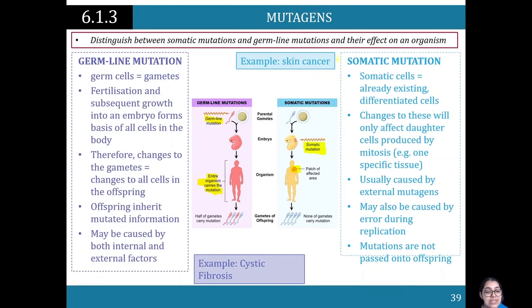An example of that is skin cancer, where if an individual has skin cancer, it won't be passed on to their offspring, because it only affects that individual's somatic cells. But there could be genetic factors that mean the individual may be more susceptible to it, but that's different. They wouldn't have it just because the parent had it. Whereas in germline mutation, the chances of the offspring having the condition are pretty high, depending on whether it's dominant or recessive, because it's passed on through the generations.